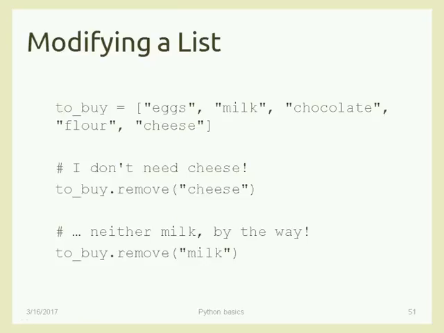The remove method instead doesn't consider the index, but wants the value stored in the list. While the pop method without any parameter will remove the last element of the list, or with a number that identifies the index will remove the element at that index, the remove method will remove the element whose content is equal to the one put here. So in this case, remove cheese will remove this element, no matter if it is the last one, the first one, or in the middle of the list. Similarly, remove milk will look for an element that is equivalent to milk, and will remove that string.